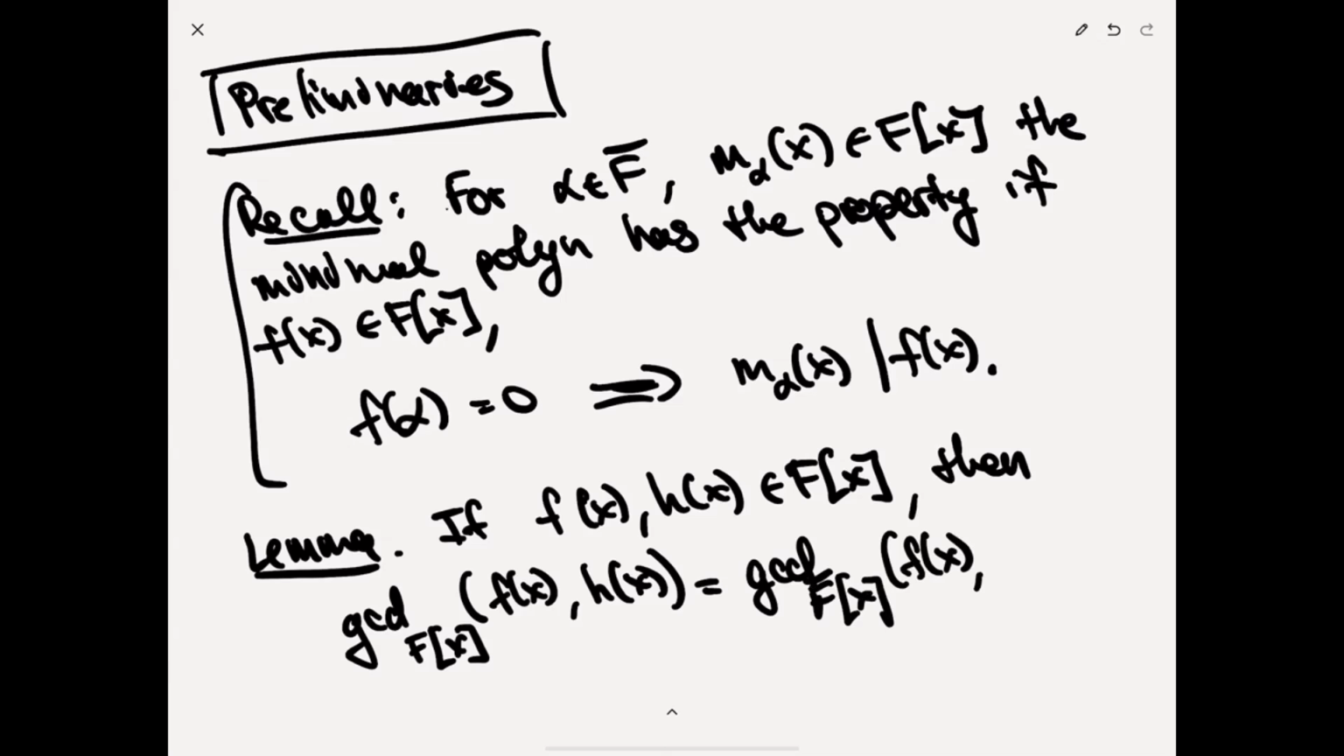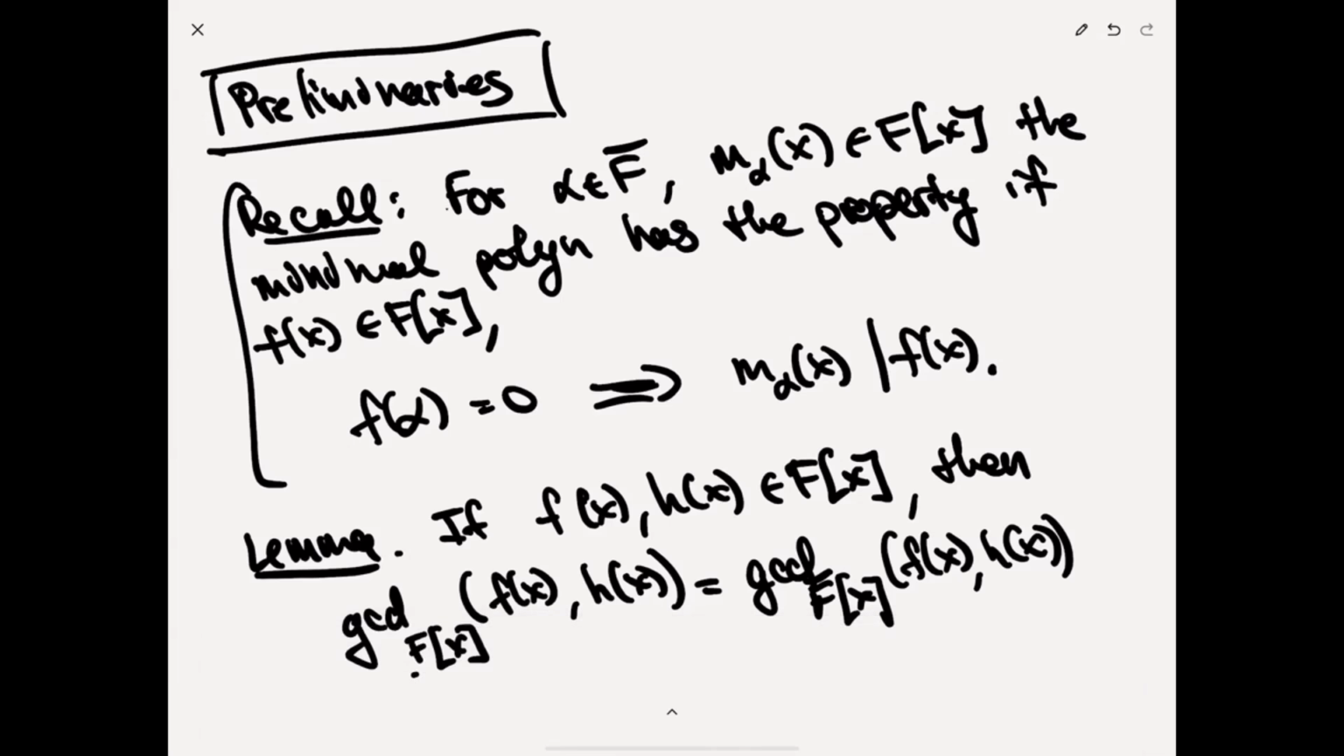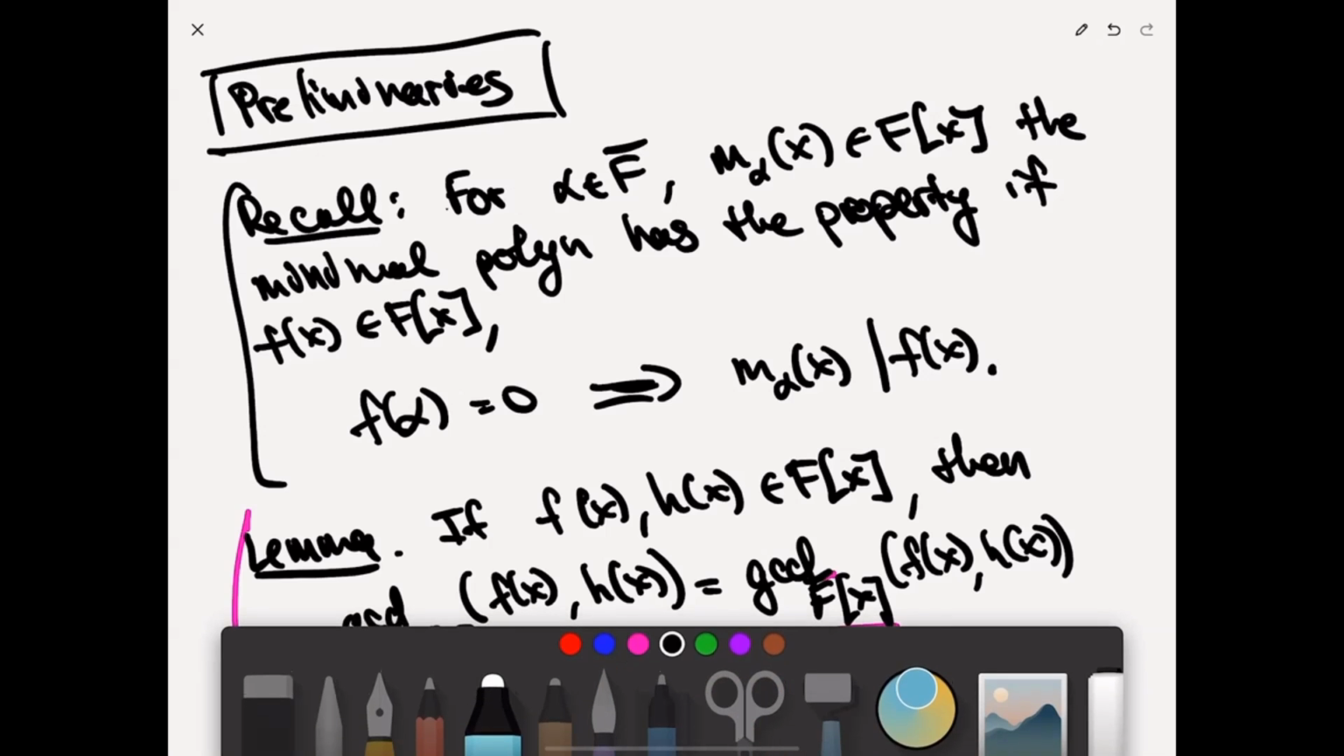So the GCD of elements in this polynomial ring, so we have two polynomial rings. Notice the difference between these two things. There's this polynomial ring and there's this polynomial ring. And it says that the GCD here, where we don't take the algebraic closure, is the same thing as the GCD where we do take the algebraic closure. All right, that's the point. All right, and so let's prove this.